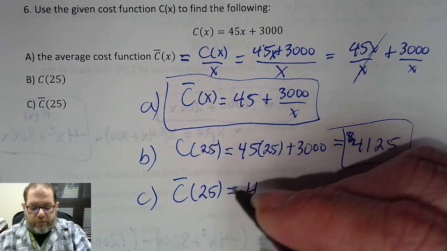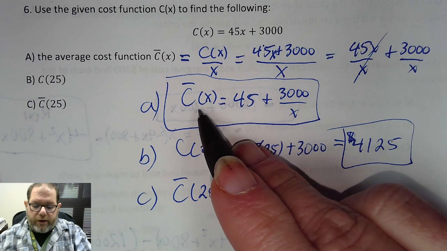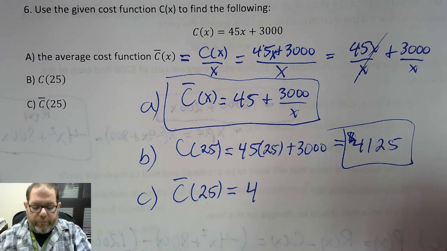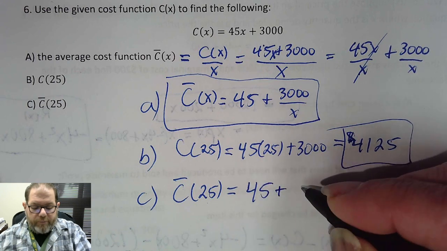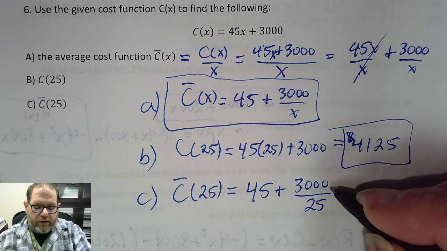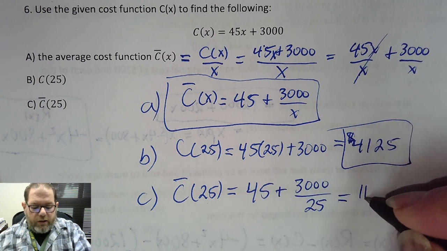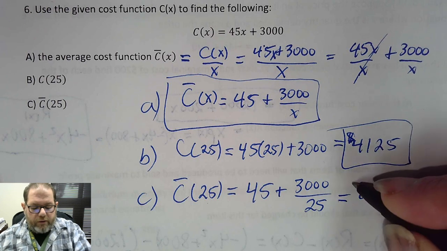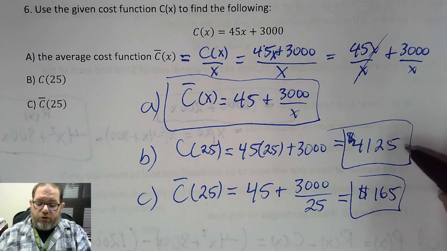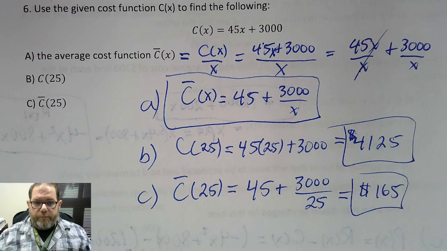But then we also want the average cost for producing 25 items. So we take the formula, C bar of x that we found in part A, and now we sub in our 25 for x. So that'll be 45 plus 3,000 divided by 25. So that's 45, and that's 120, so it ends up being $165. So it may cost $4,125 to make 25 items, but that works out to be $165 per item. Okay.